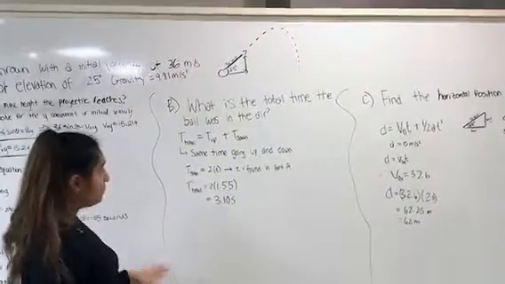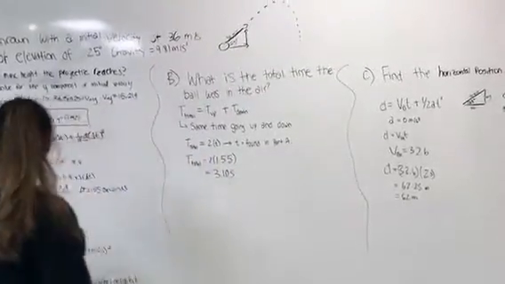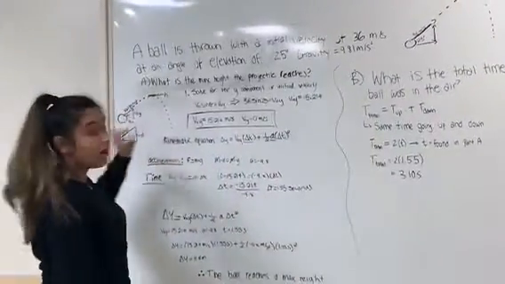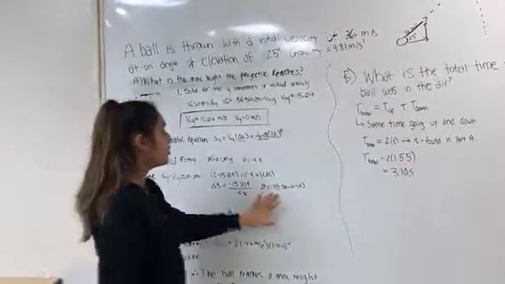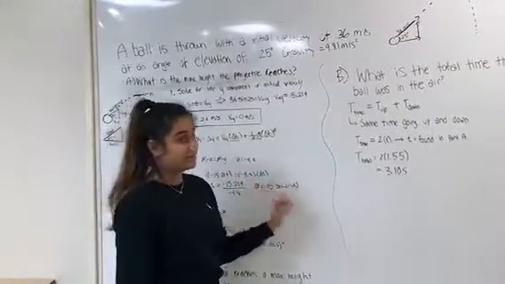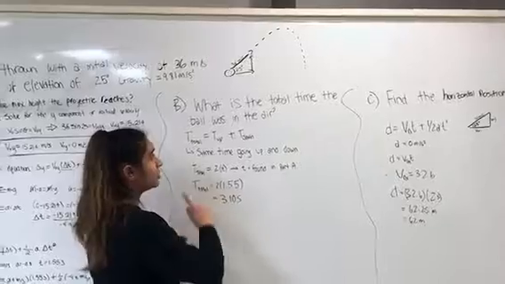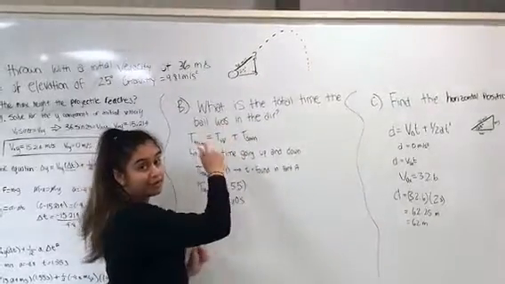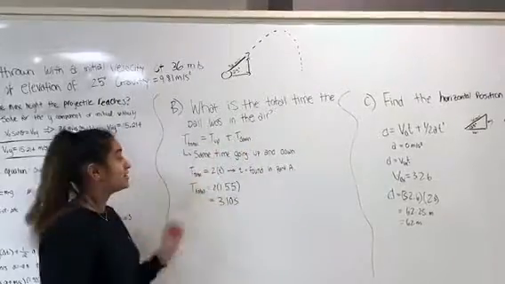For part B, we're finding the total time the ball was in the air. We found the time that the ball reaches its maximum height in part A, right here. The ball will reach its maximum height at 1.55 seconds. So the total time is the time it takes for the ball to go up to the max height and then for the ball to come down. When we add those two, it will give us the total time.